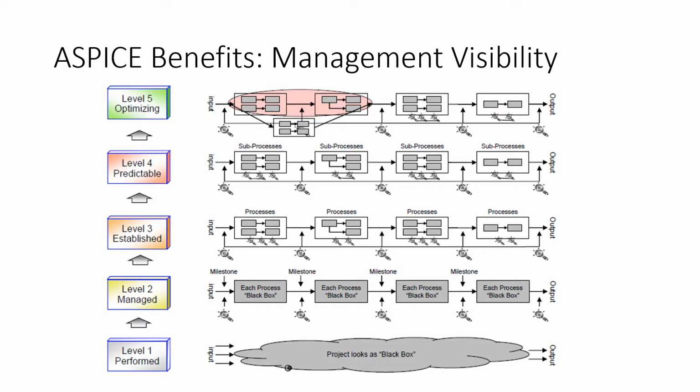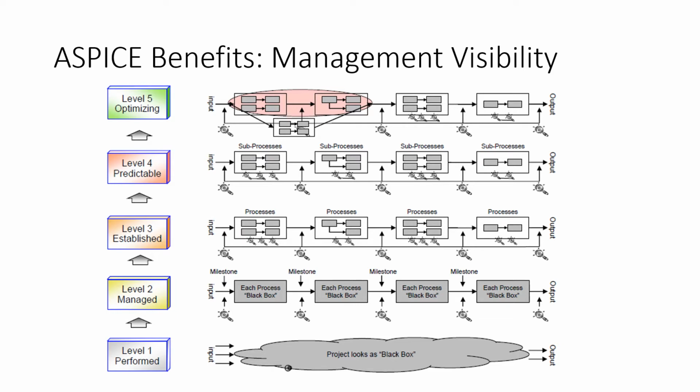What is the ASPICE benefit in terms of management visibility? There are 5 different levels of ASPICE. Level 1 is called performed, and the project looks like a black box. There is some input going in and an output coming out, but it looks like a completely unknown thing. Level 2 is managed. Even though the individual projects, milestones, or release level approaches look like a black box, there is some idea of when to release and what to release.